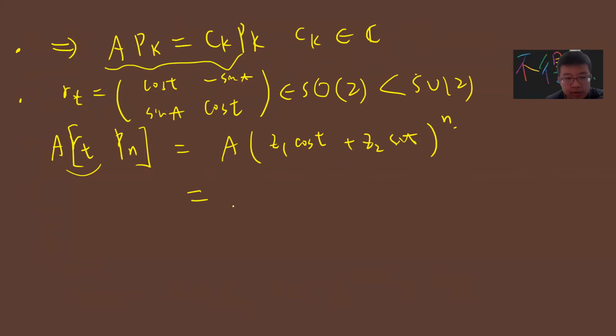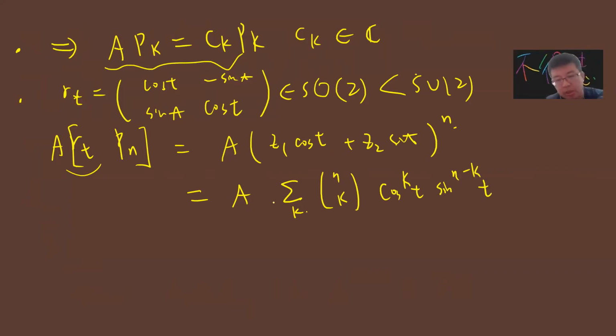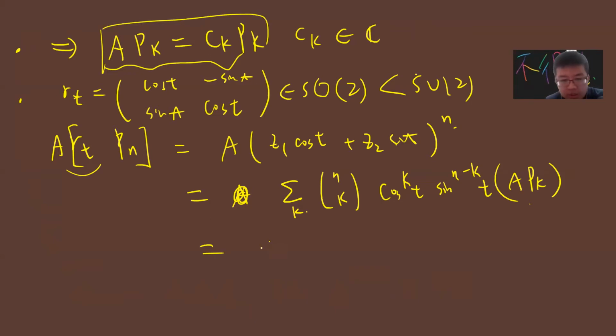Okay, so write down everything. This is A and the summation over k of n choose k, cosine^k t sine^(n-k) t, and your A can act on this, which becomes P_k. So A P_k becomes c_k P_k.